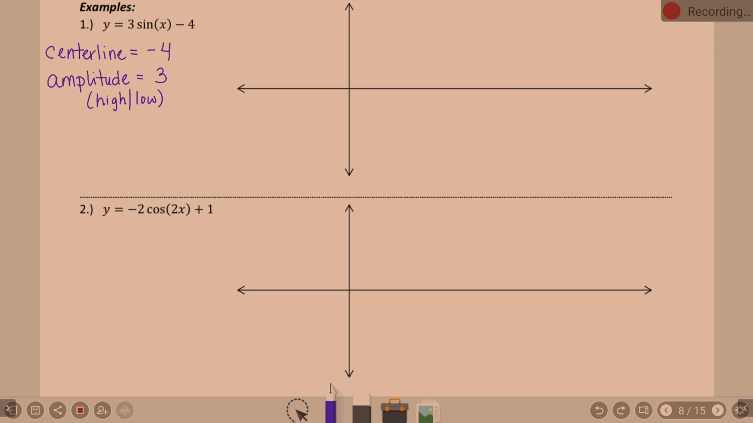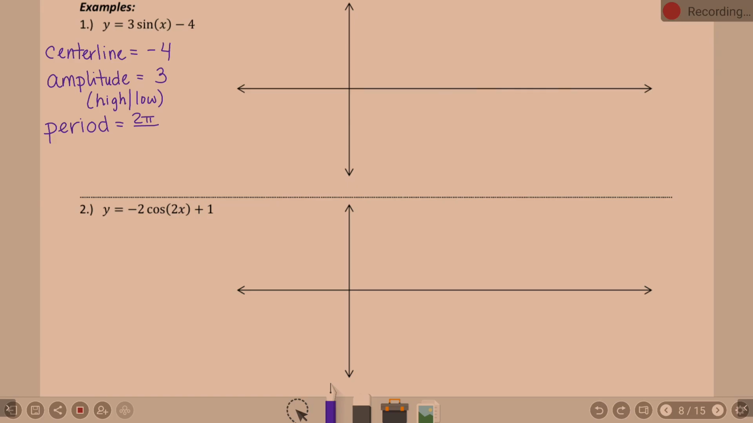Okay, we've talked about center line and amplitude. Let's talk about the period. I need to talk about how long one cycle is. Now, if you go up top, it says period: length of one cycle of sine or cosine, because that's what you are expected to draw, one cycle. Period is what? 2 pi divided by b.